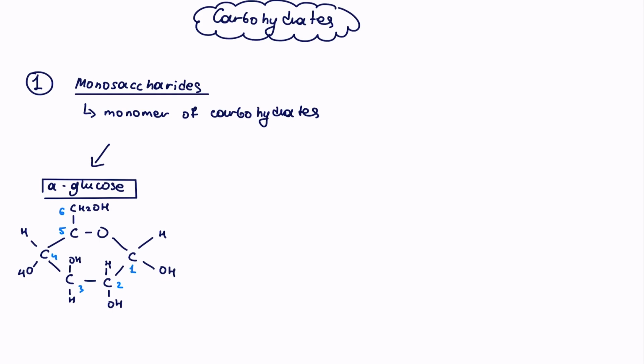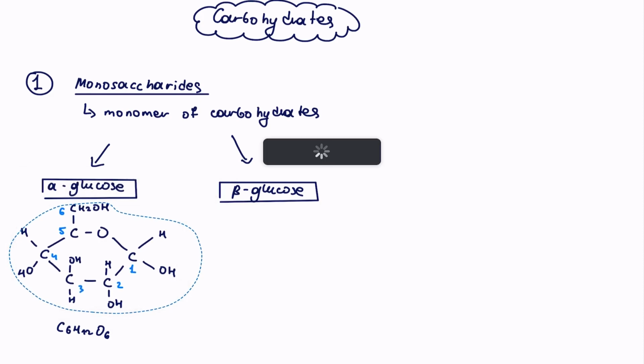But what you need to know is that each carbon has a number associated with it. On the far right, it's always number 1, and it goes 1, 2, 3, 4, 5, 6, giving us C6H12O6 as a structure. I'm now going to draw beta glucose right next to this. Everything will stay the same except the carbon 1.